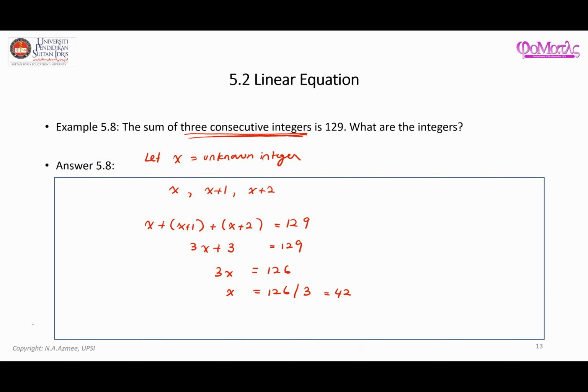So again, we go back to the question, which is asking what are the integers. Therefore, the integers are 42, 43, and 44. And of course, you should always check whether your solution is correct or not. If you add up those integers, it should add up to 129.